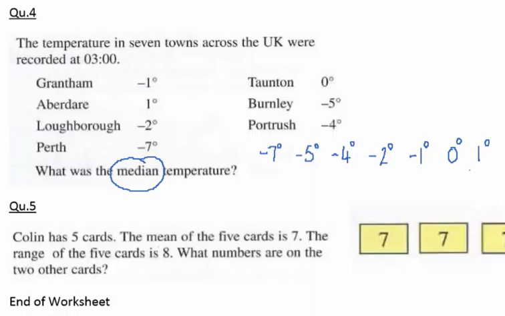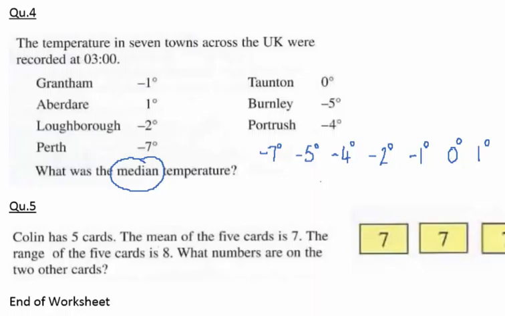We ought to check we've got the same number of temperatures we started with. Altogether I should have 7: 1, 2, 3, 4, 5, 6, 7. I've got 7 here, 1, 2, 3, 4, 5, 6, 7 across here. So I know I've got the right number, I haven't missed anything.